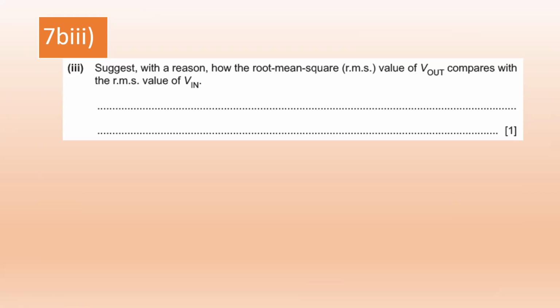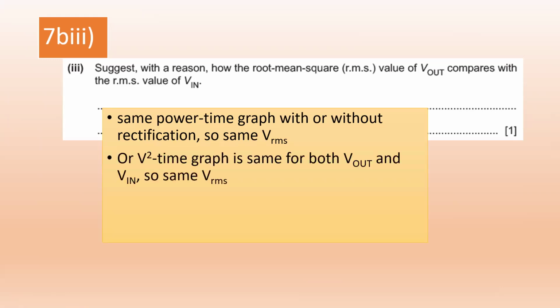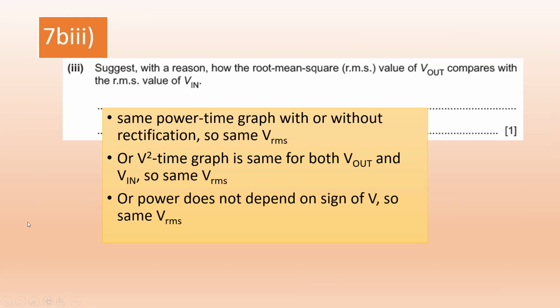The V square against time graph is the same for both V out and V in. So the root mean square are the same value. Same power time graph with or without rectification. So same root mean square. Or V square against time graph is the same for V out and V in. So same V rms. So these are alternative answers.